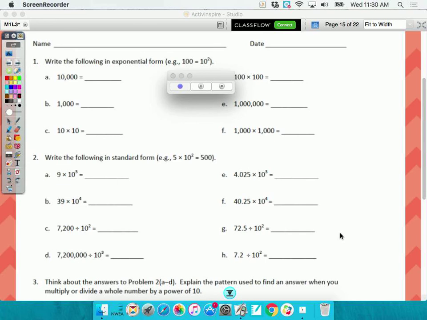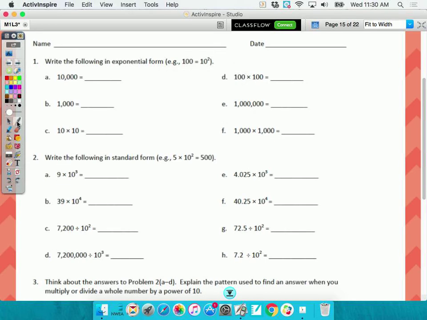All right, let's take a look at the first 6. We're just writing powers of 10. I'm going to pull sticks, and I just want you to tell me the answer. Jaden, 10 to the what power for A? You're close. How many zeros? 10 to the 4th power.